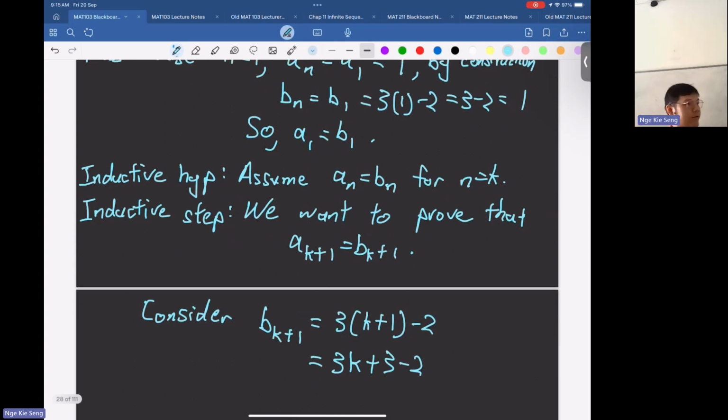So from here, what's your idea? How should we proceed here? Any idea? Do you have any idea? You need to somehow use the assumption, the inductive hypothesis. But remember, what's your goal? You still remember your goal or not? What's your goal?